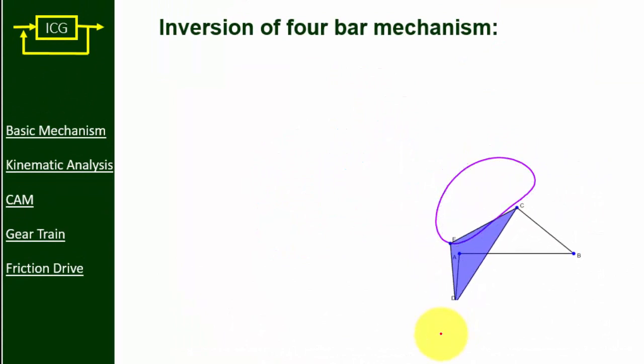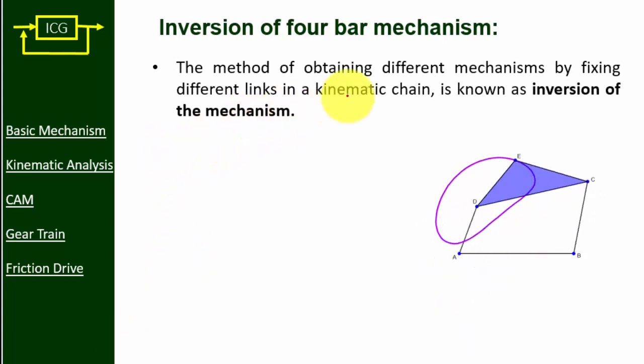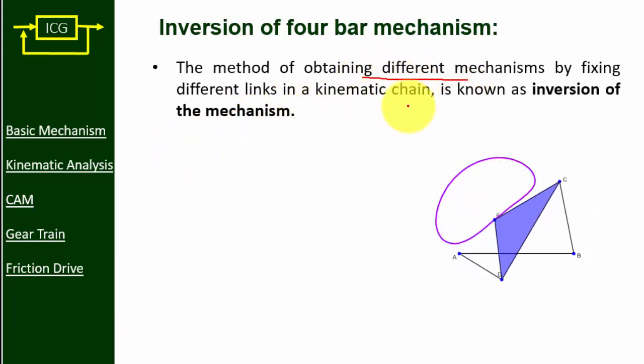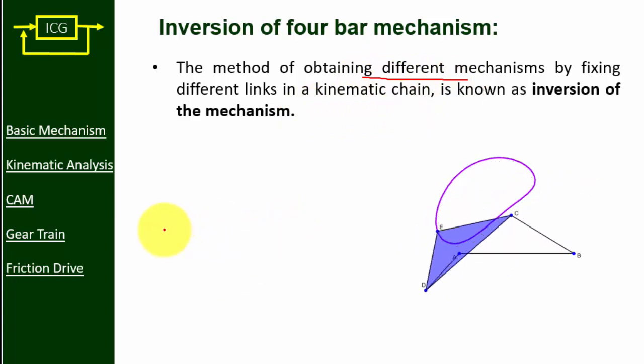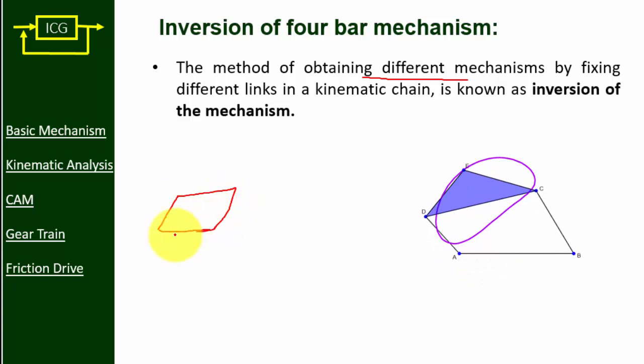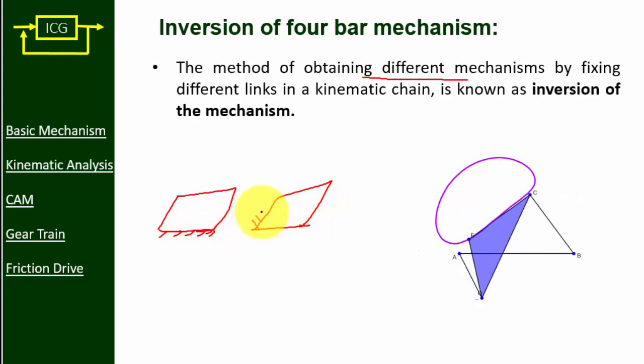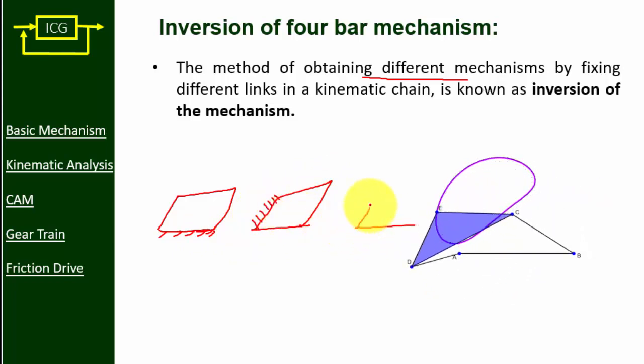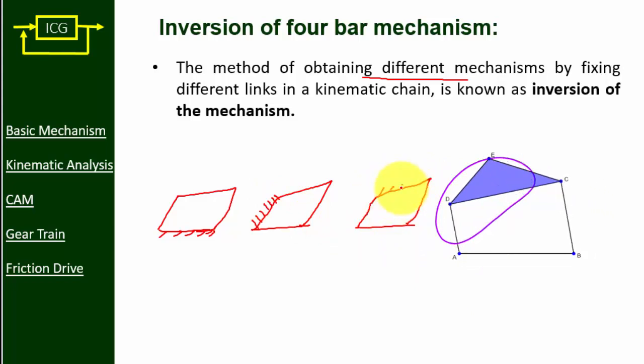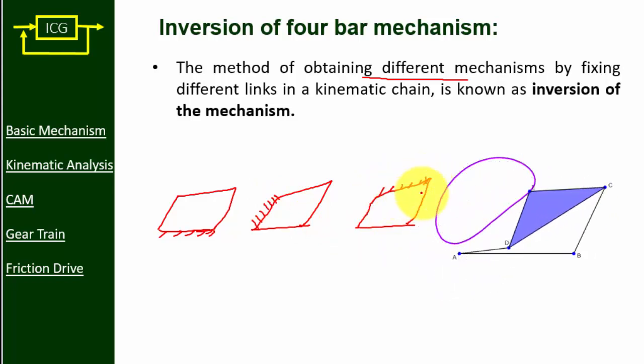Then comes the inversion of 4-bar mechanism. So what is inversion? The method of obtaining different mechanisms by fixing different links is called inversion. So let us consider a 4-bar mechanism like this. First I am going to fix the bottom link, then I am going to fix this link, then I am going to fix the connecting rod like this. Okay, so the process of obtaining different mechanisms by fixing different links is called inversion. There are 3 possible inversions in a 4-bar mechanism.